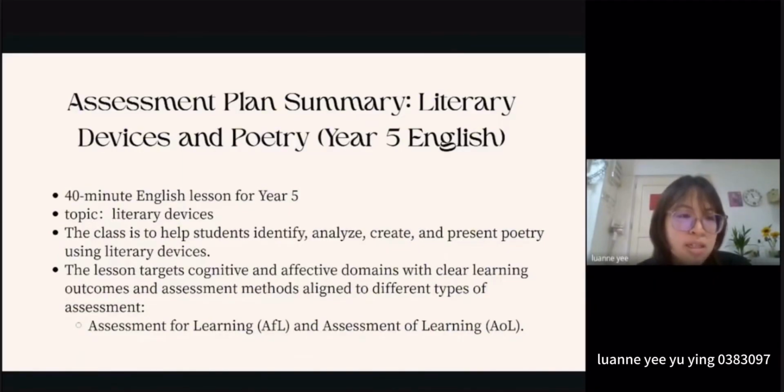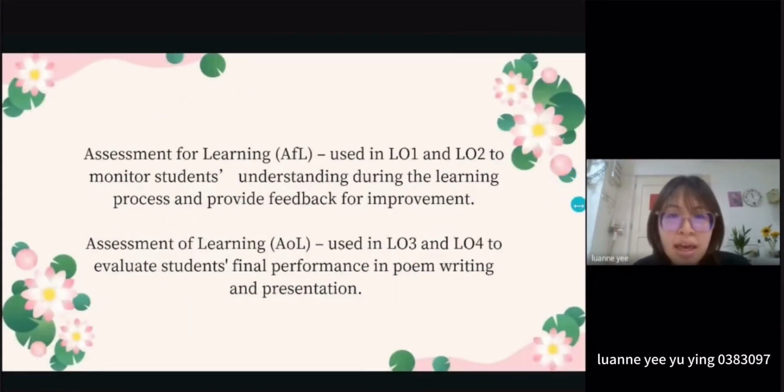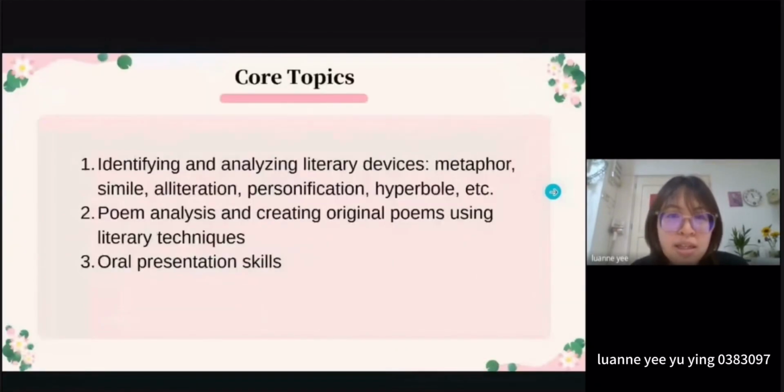And in ours, it is AFL and AOL. AFL is used in LO1 and 2 to monitor students and understand them during the learning process and provide feedback for improvement. For AOL, it's used in LO3 and LO4 to evaluate students' final performance in poem writing and presentation. So our core topics are number 1, identifying and analyzing literary devices. Number 2, poem analysis and creating original poems using literary techniques. And number 3, oral presentation skills.